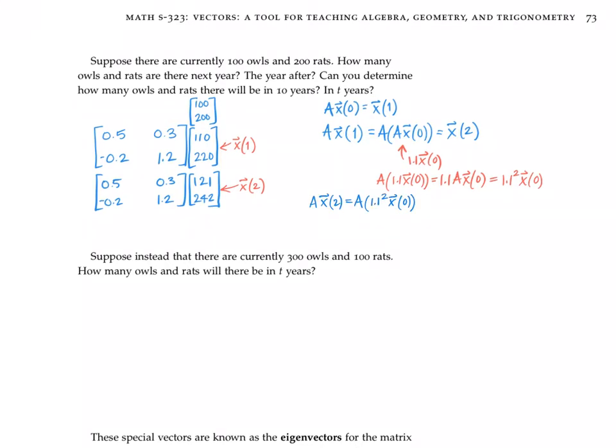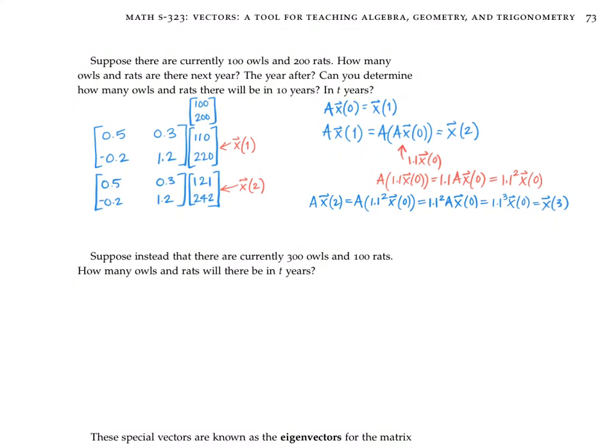We know that x of 2 is equal to 1.1 squared times x of 0. By linearity, we can quote-unquote factor out that scalar multiple. And we know the result of A acting on x of 0 is that it will just multiply x of 0 by 1.1, and so the net effect is that we have 1.1 cubed acting on x of 0. Remember, this was us computing what x of 3 would be, right? The result when A acts on x of 2.